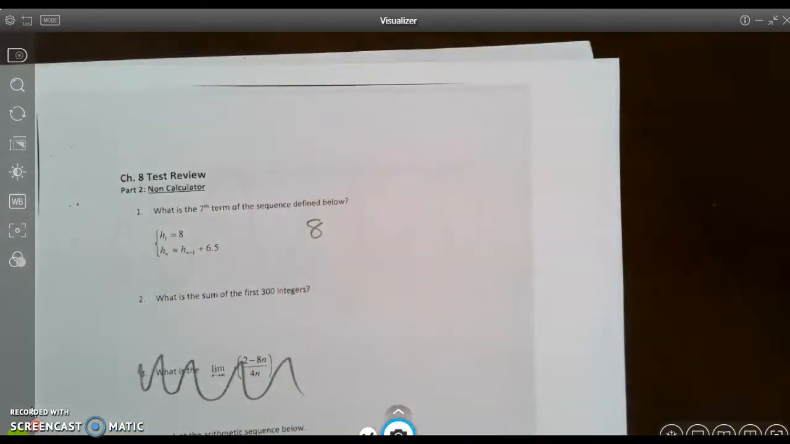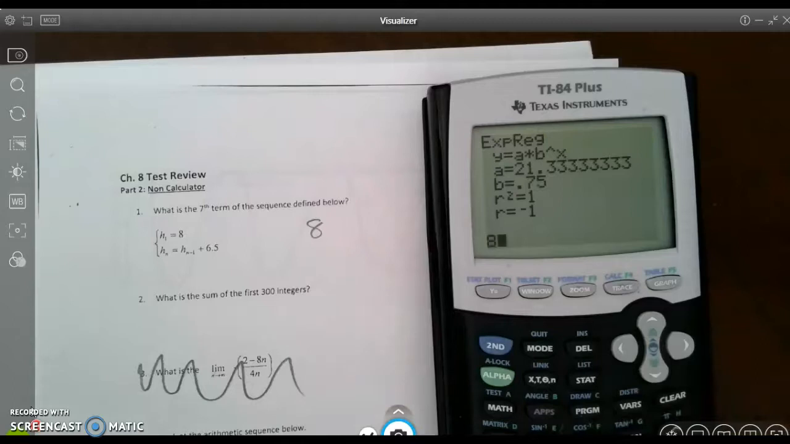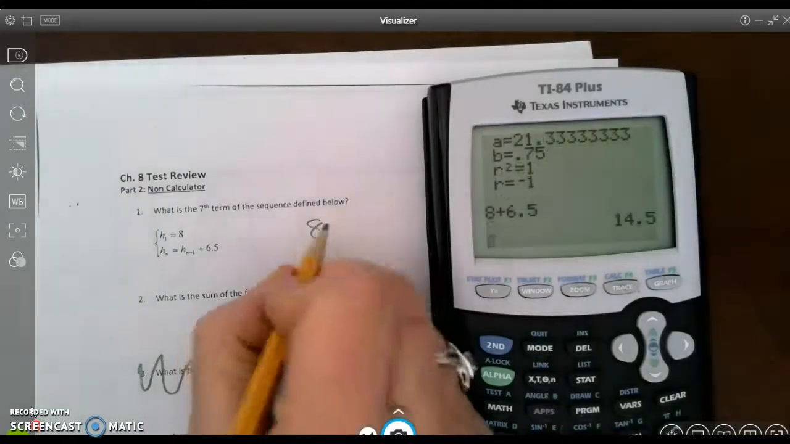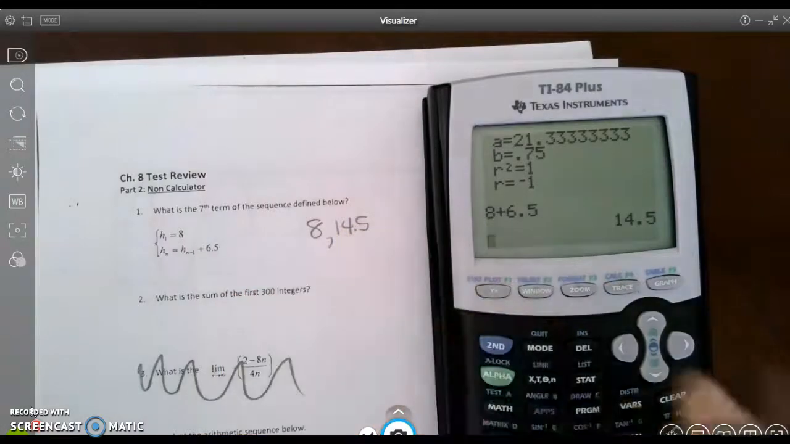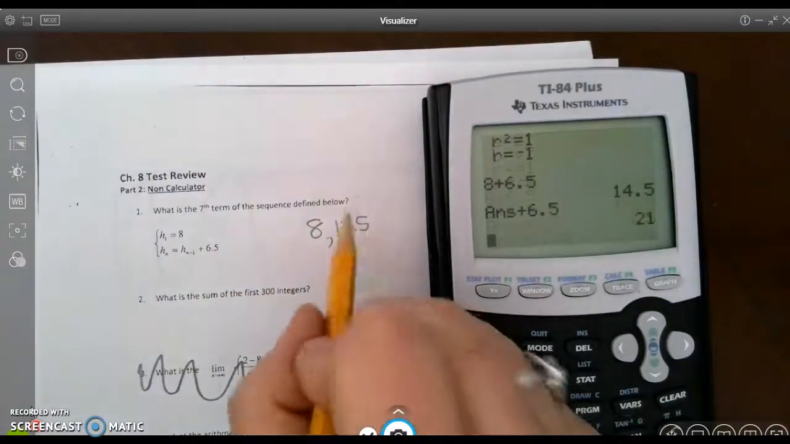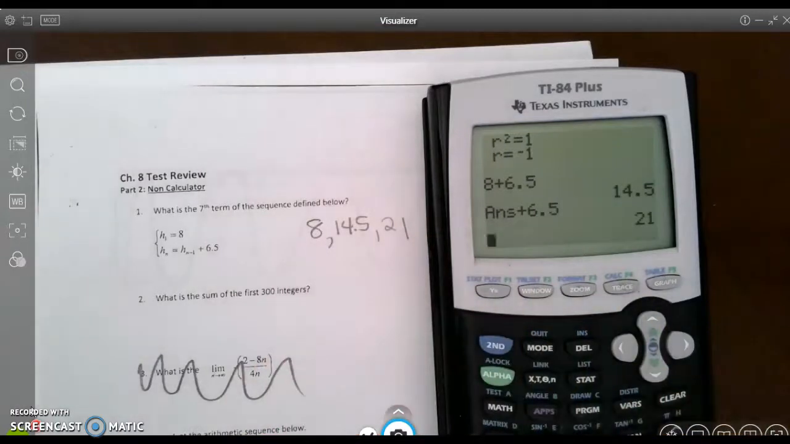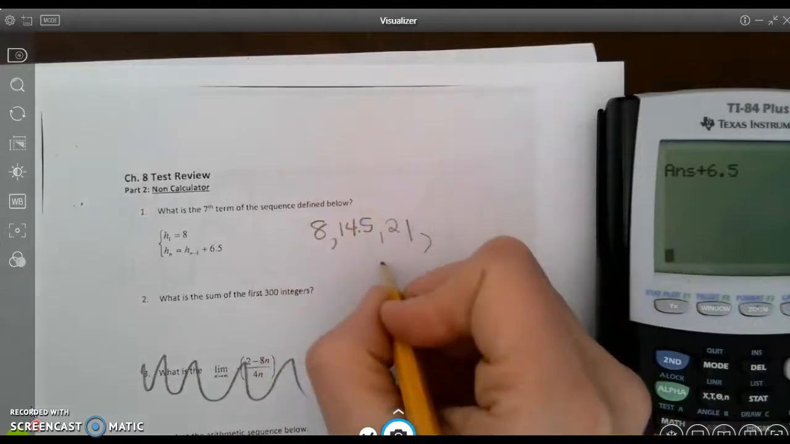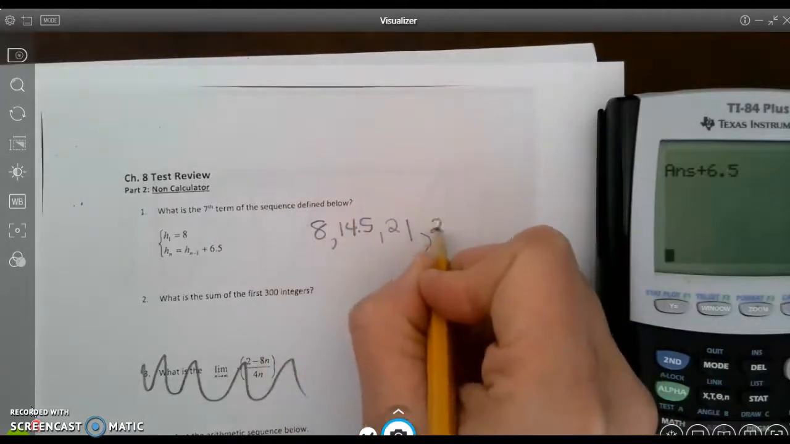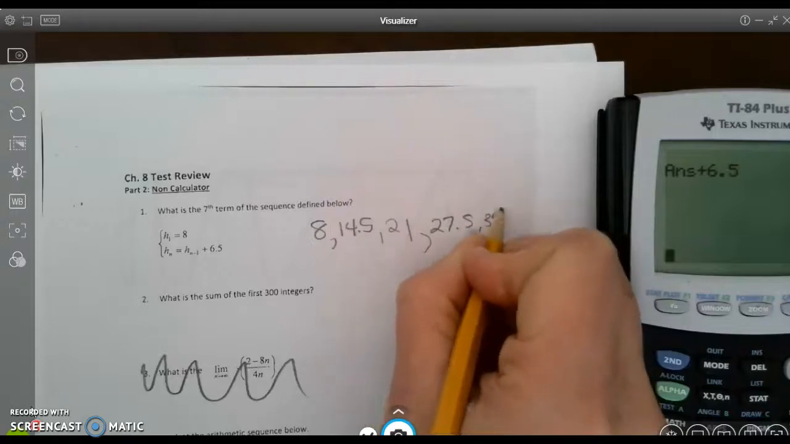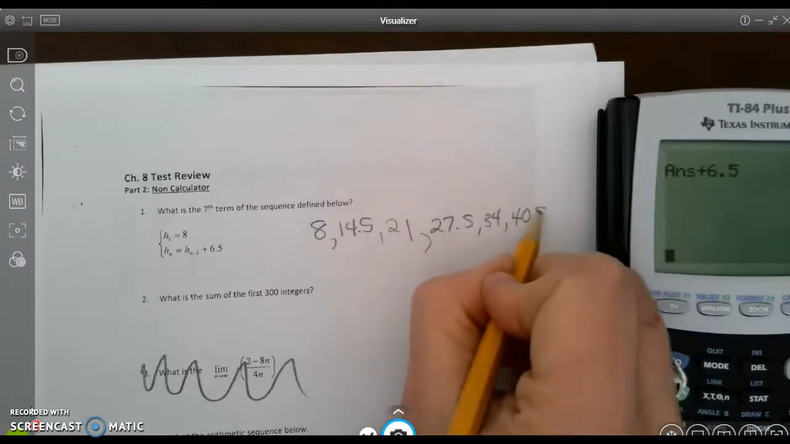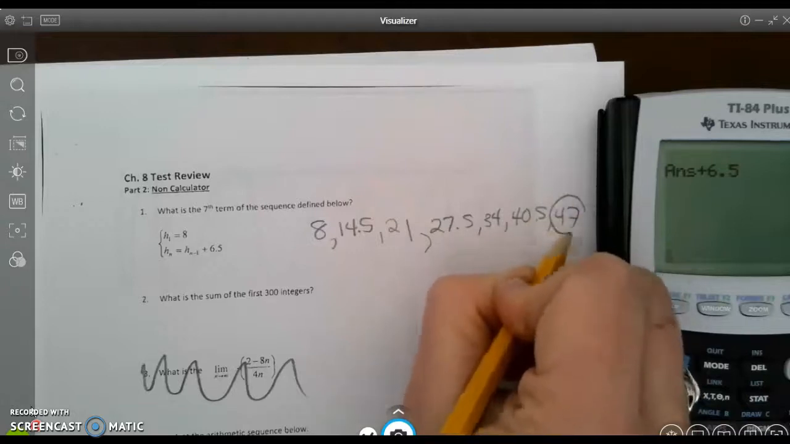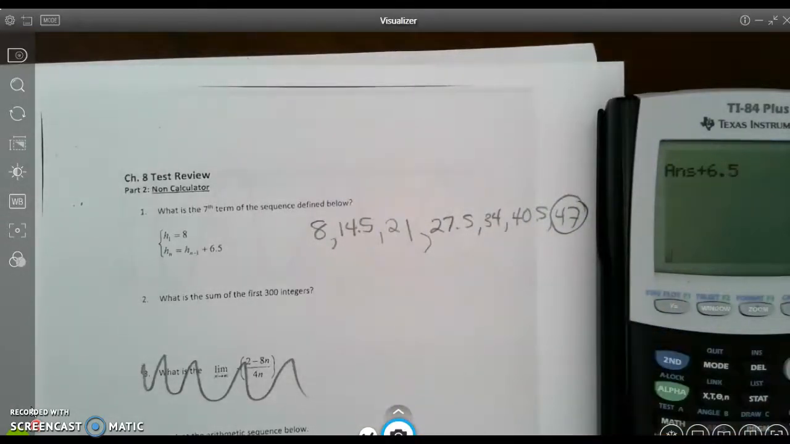So I have a couple options here. What I can do is take 8 and add 6.5, and I get 14.5. Then I can add 6.5, and I get 21. And I can keep going till I get to the seventh term. So that's the third, fourth, fifth, sixth, seventh. And I get 47. So I could just have kept writing down these terms. Not that I'd have to write them down, I'm just doing that to show you the work. And I used my calculator.